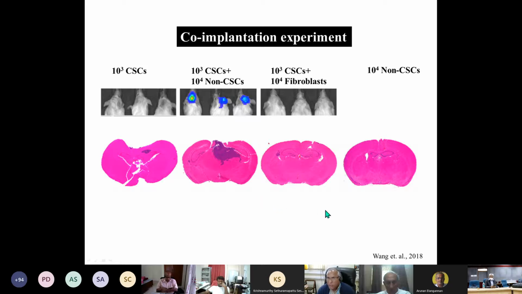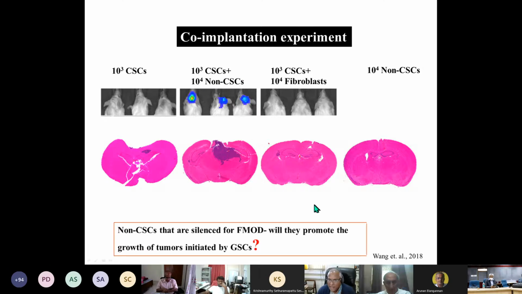Okay. Now we asked a question: when you do this experiment, you take these non-cancer stem cells and silence FMOD, that is, using an RNA interference technique you can specifically inhibit the expression of FMOD in the non-cancer stem cells, and then inject those cells along with the cancer stem cells. Will the non-cancer stem cells continue to help the cancer stem cells in making the tumor or not? That is the question we asked.